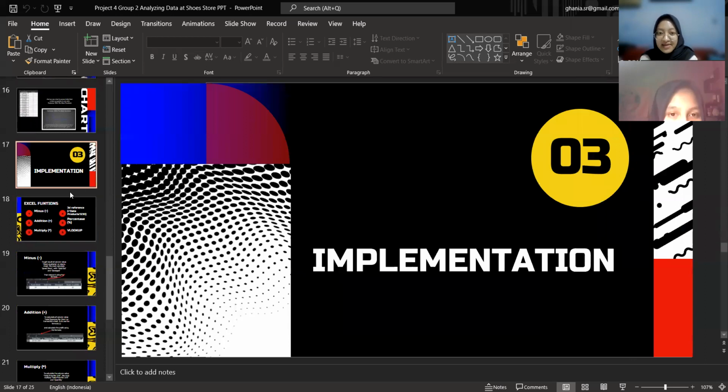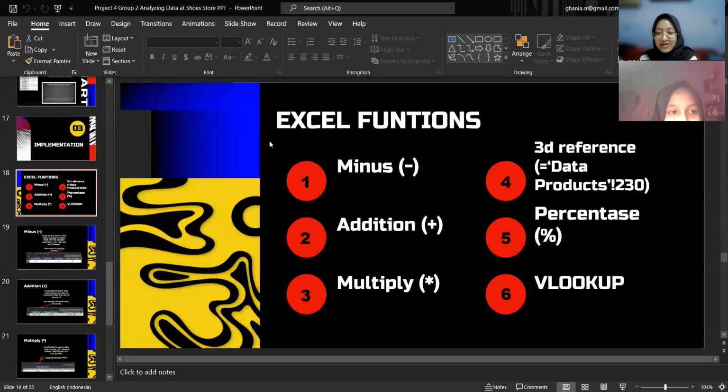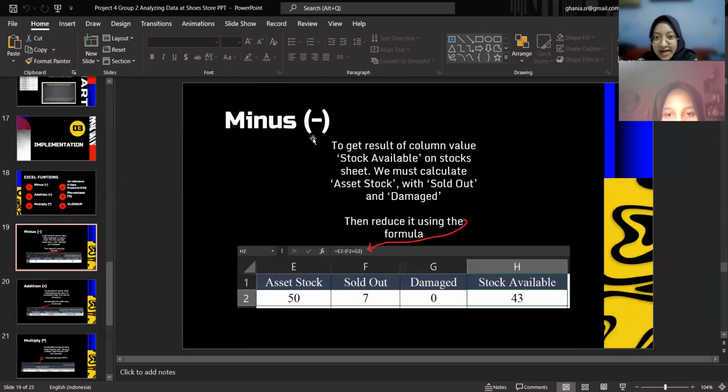Next, we have implementation. The Excel functions that we are going to explain are minus, addition, multiply, 3D reference, percent, and VLOOKUP. First, we have minus to get the result of the column value stock available. In this column, on the stock sheet, we must calculate asset stock with the sold out column and damaged, then reduce it using the formula.